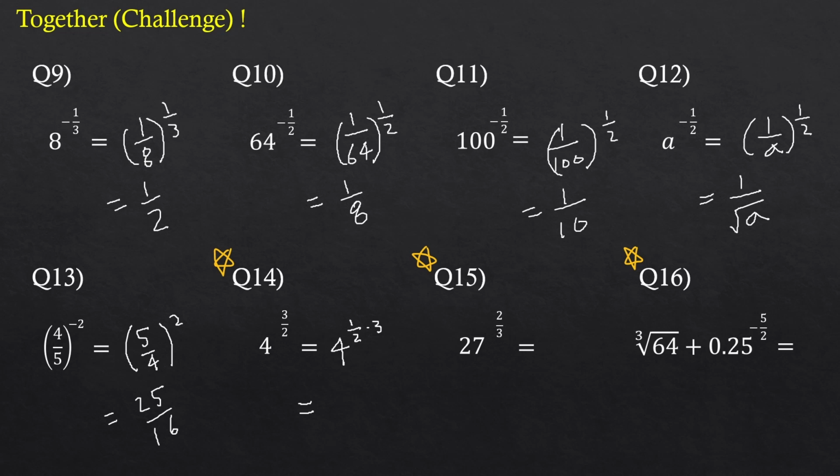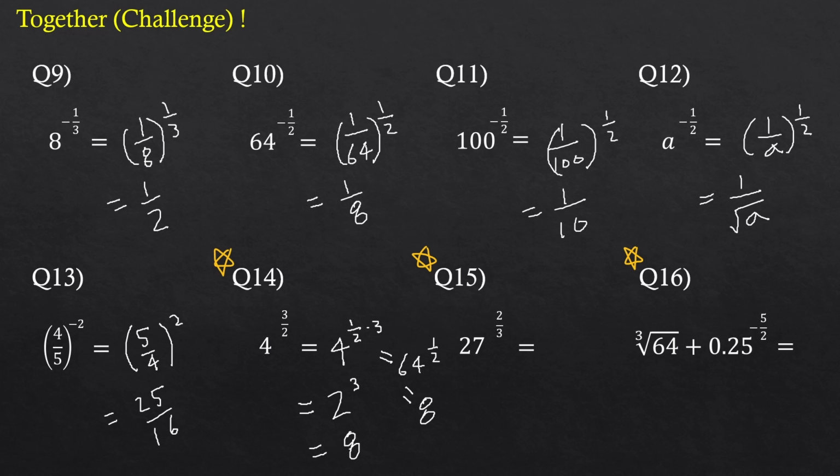Now what I'm going to do is I'm going to apply 1 over 2 first. So that's going to be 2. And we have the rest 3 here. And that should be 8. And you know what? You could have applied 3 first. So that's going to be 64 to the 1 over 2. But you should still get the same thing, 8. So whichever you apply first, it doesn't matter. It's multiplication, so pretty convenient.